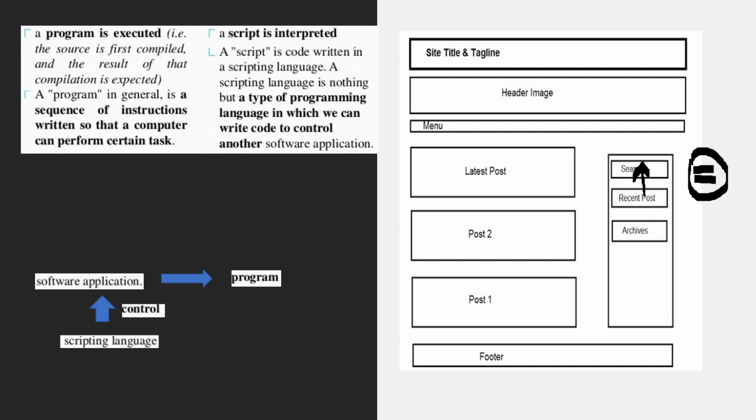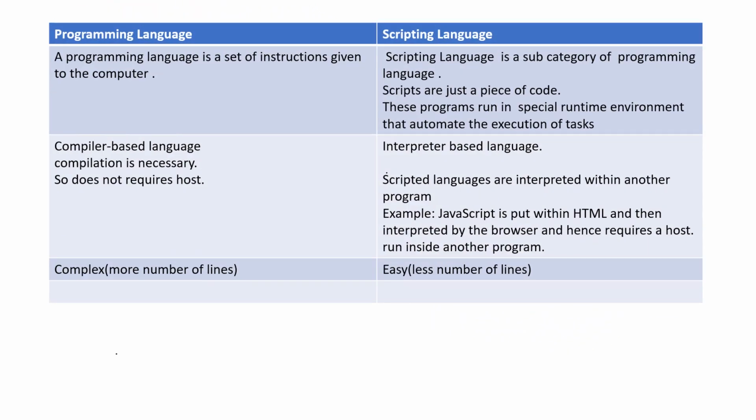So I think now you understood the difference between the programming language, scripting language and markup language. So let us move ahead and understand a few more differences between the programming language and scripting language. Programming language will be using a software called compiler, and hence it is a compiler based language. Whereas scripting language will be using a software called interpreter, hence it is called an interpreter based language. And here compilation is necessary, whereas in scripting language compilation is not necessary.